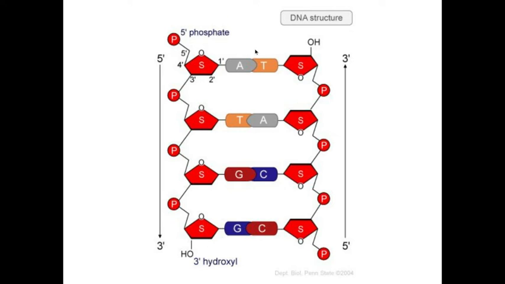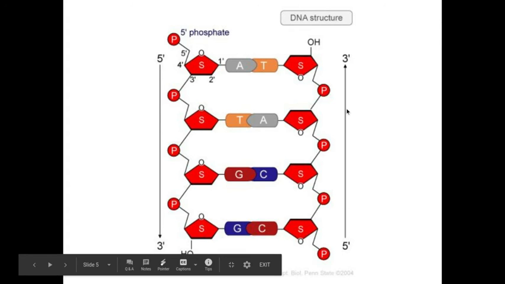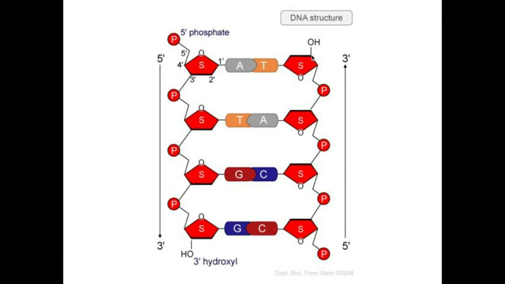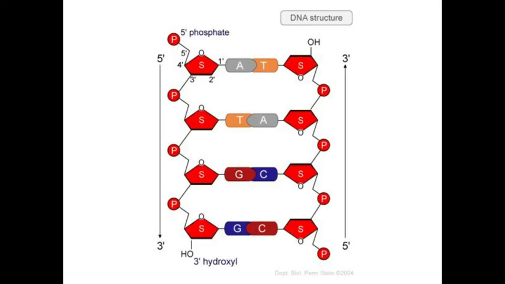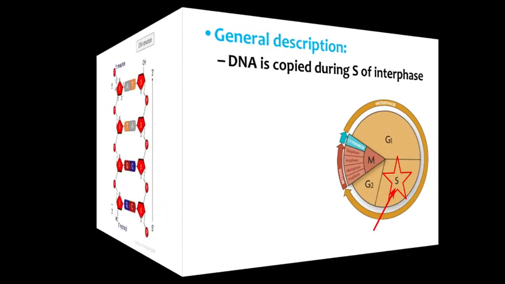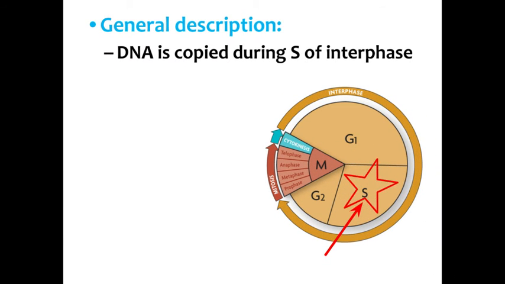Conversely, if we look at the other side, we can see that the sugar is seemingly upside down because it runs from 5' to 3' in this direction. So the 3' sugar is actually down here at the bottom corner of the sugar house. And so really, DNA runs 5' to 3' in either direction. So just the general description of DNA synthesis: DNA is copied during the S part of interphase.